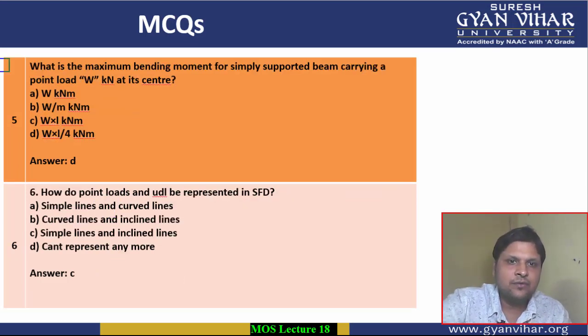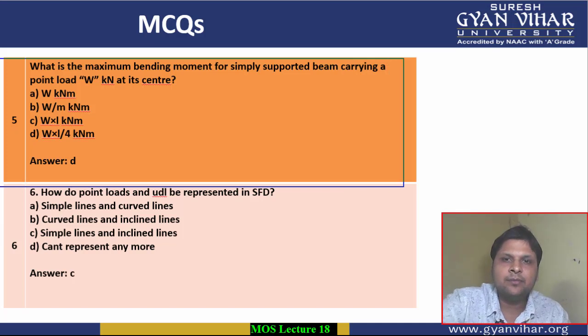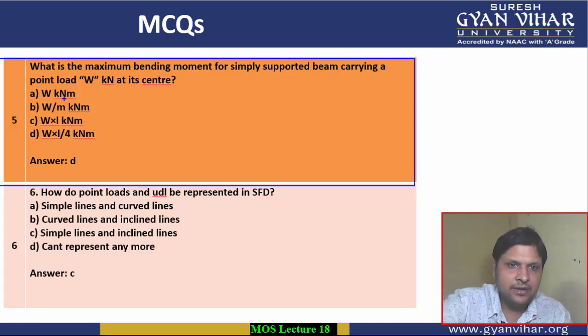Coming into the next multiple choice question, what is the bending moment for a simply supported beam carrying a point load W kilonewton at its center? So if at center there is W kilonewton force, then the maximum bending moment for simply supported beam will be given by W into L. Option D is the correct option.